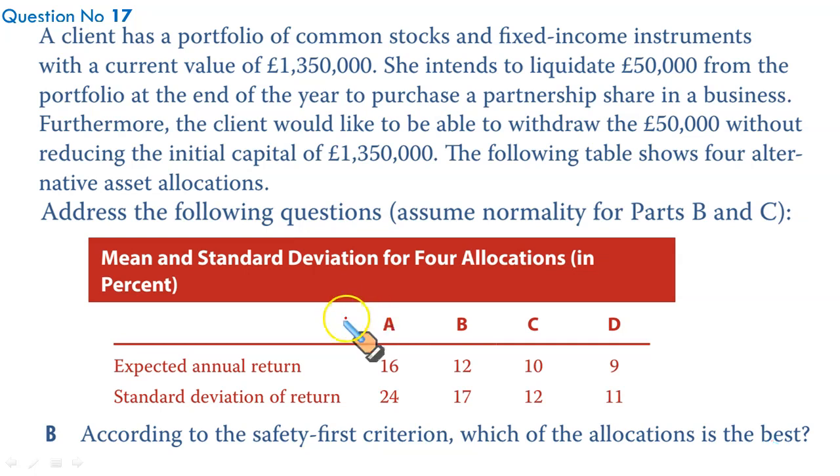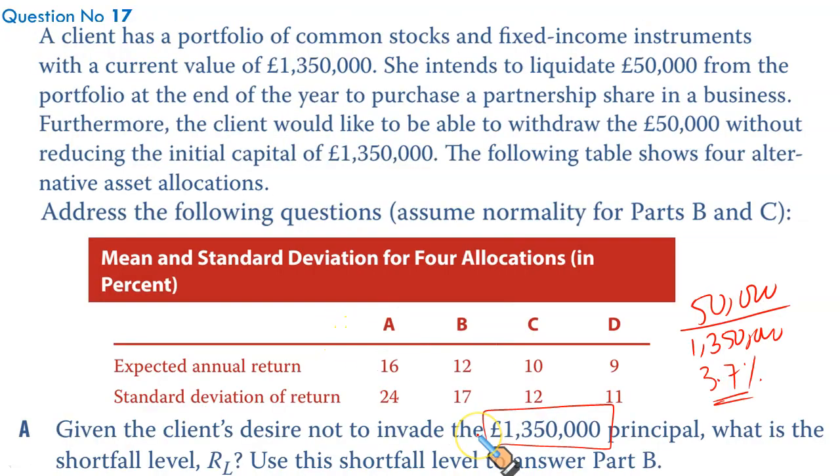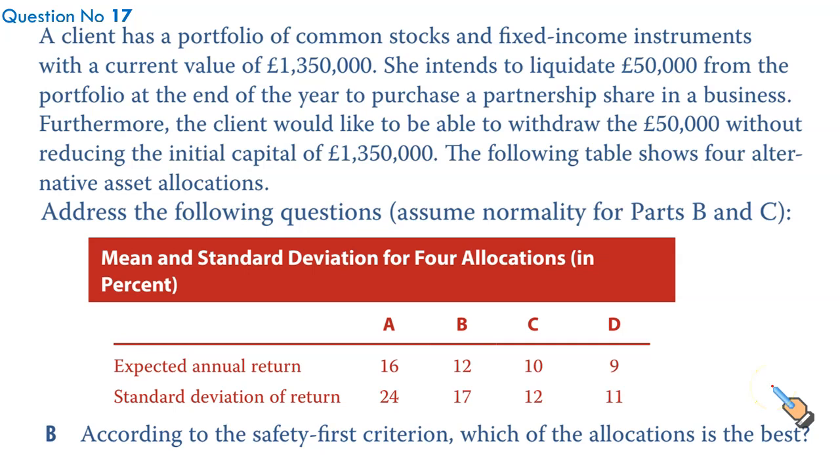Apply the safety first formula for all. And it says that here, use the shortfall level to answer part B. This 3.7 will be used as the minimum threshold return. Let us calculate the safety first ratio for A. I hope you remember what I'm doing.